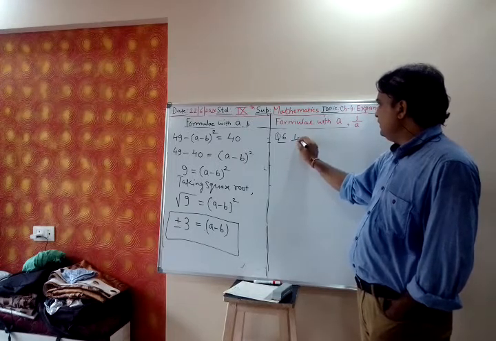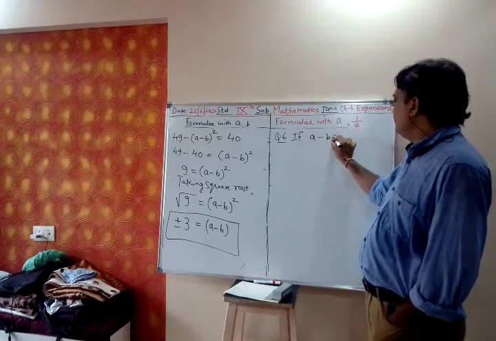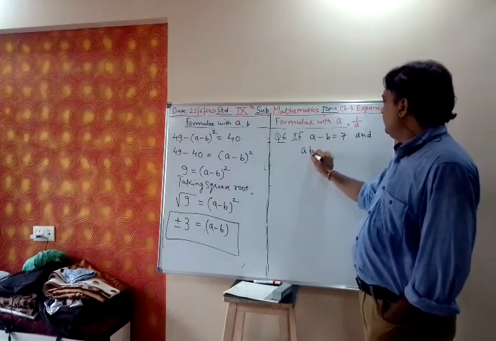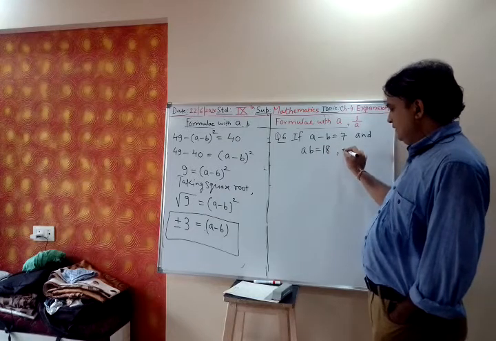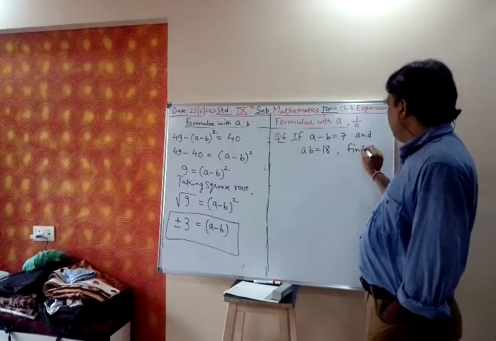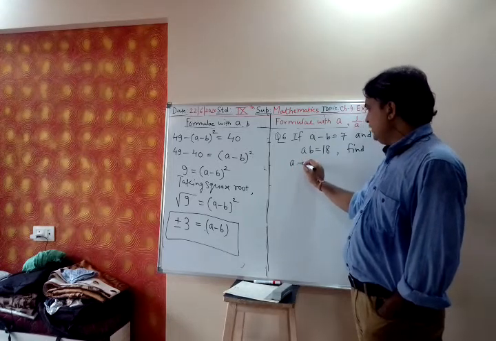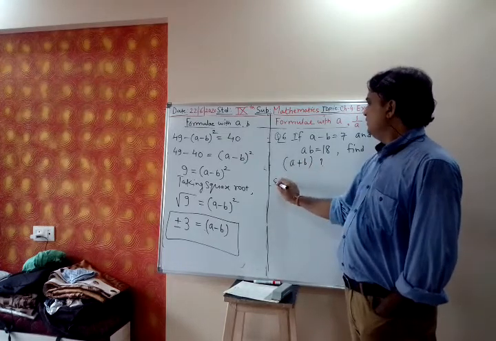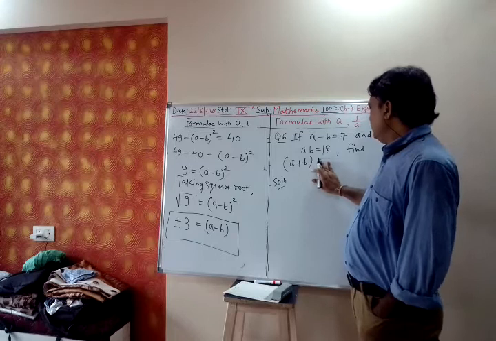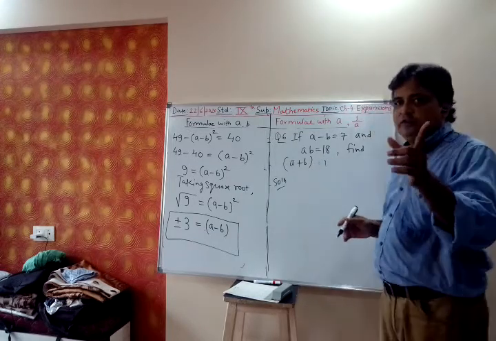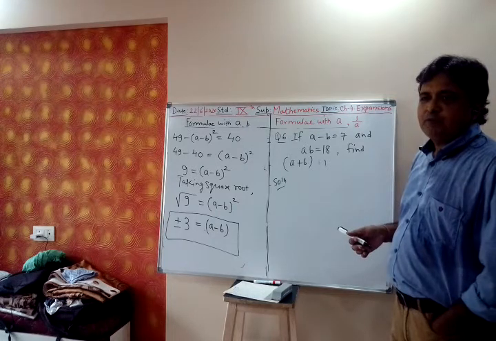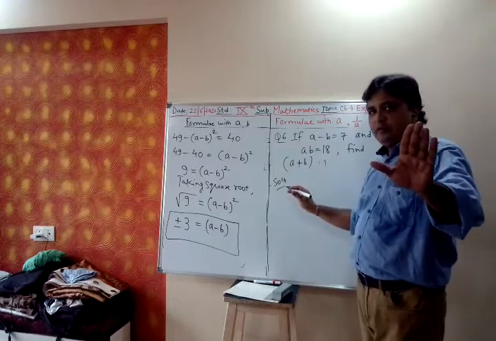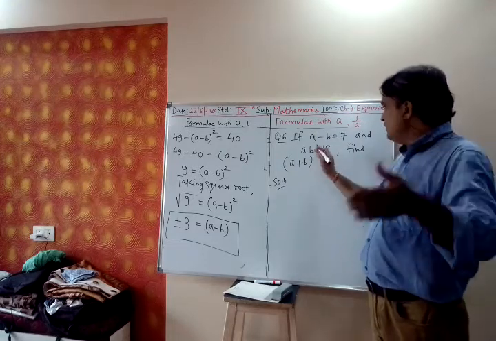If a minus b is 7 and ab is 18, find a plus b, using the other method. You can use the same formula, a plus b whole square minus a minus b whole square is 4ab, and simplify this. But let me use the other method.